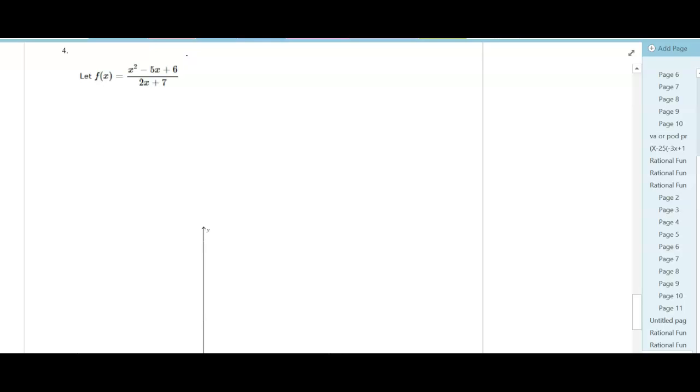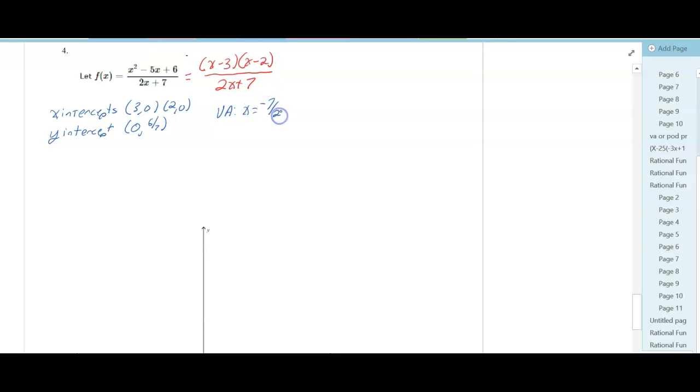Let's take a look at problem number 4. In problem number 4, we can factor the numerator. So x minus 3 times x minus 2 divided by 2x plus 7. From here, you should be able to see that the x-intercepts are (3, 0) and (2, 0). The y-intercept, I like to plug 0 into the original, is (0, 6/7). There is a vertical asymptote at x equals -7/2.